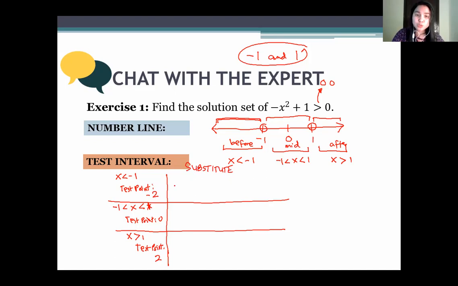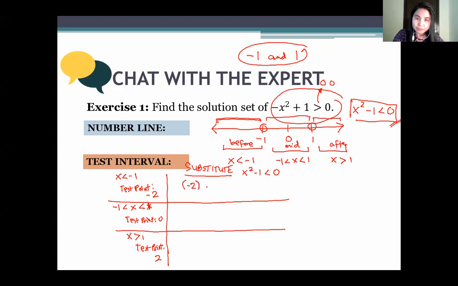Next, we will substitute our test point into our quadratic inequality. Remember, this one is equivalent to x squared minus 1 less than 0. Now, you can choose whether to use the original or the next one. I prefer the final, the standard form. So we substitute it into our standard form, x squared minus 1 less than 0. Let us substitute.